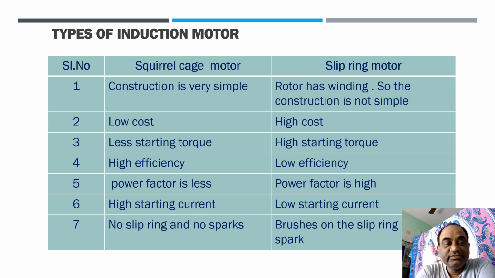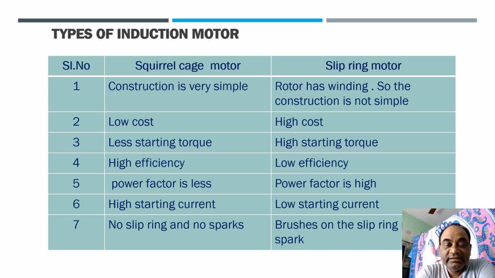Efficiency wise, the efficiency of a squirrel cage induction motor is high, whereas that of the slip ring induction motor is low. The power factor is less in the case of a squirrel cage induction motor, whereas in the case of the slip ring induction motor, the power factor is higher. The starting current is very high in the case of a squirrel cage induction motor, but in the case of the slip ring induction motor, it can be reduced by adding resistance in the rotor circuit, so the starting current is lesser in SRIM as compared to SCIM.